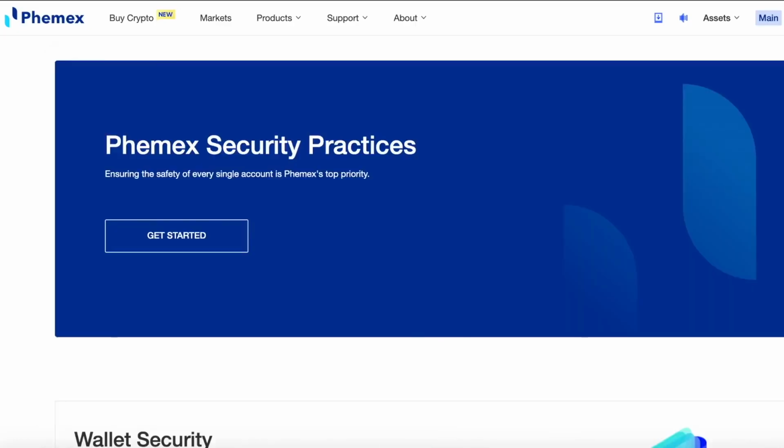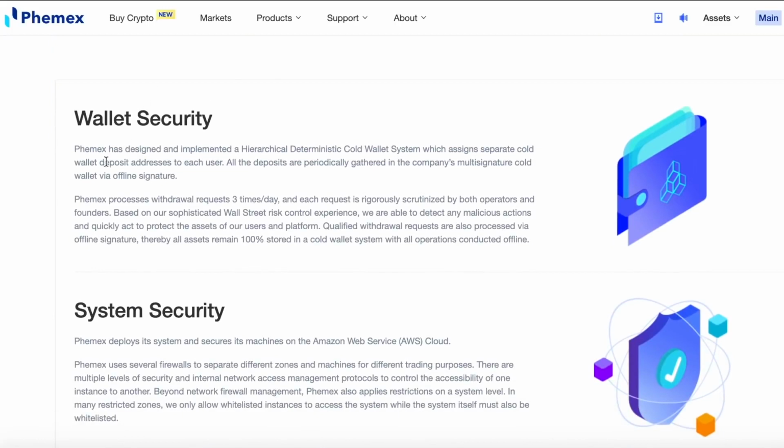And how about the security on Phemex? Well, let's take a look at the wallet security they have. Phemex has designed and implemented a hierarchical deterministic cold wallet system which assigns separate cold wallet deposit addresses to each other. All the deposits are periodically gathered in the company's multi-signature cold wallet via offline signature. So all crypto is stored offline in cold storage. That's very, very good for security.